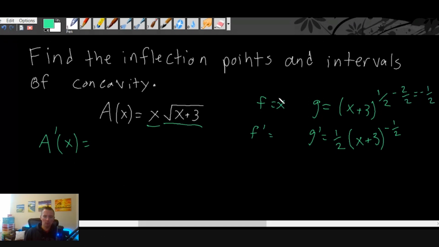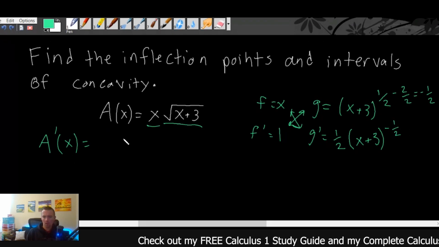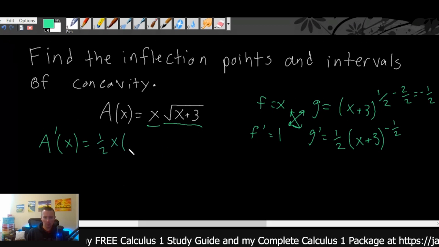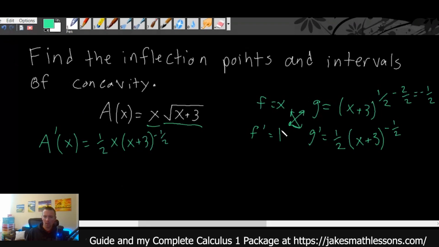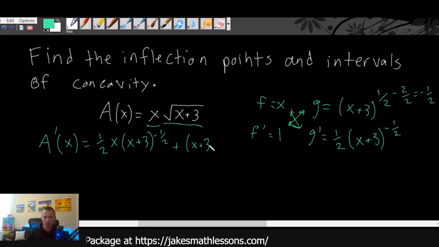Okay, and then for our f prime, we just need to find the derivative of x. The derivative of x is just 1. So now product rule says that we can cross multiply these. x times this here is going to give us x. Actually, let's go ahead and write this in a little bit neater format here. We'll say 1/2 times x times (x plus 3) to the negative 1/2. And then 1 times (x plus 3) to the 1/2, plus (x plus 3) to the 1/2.